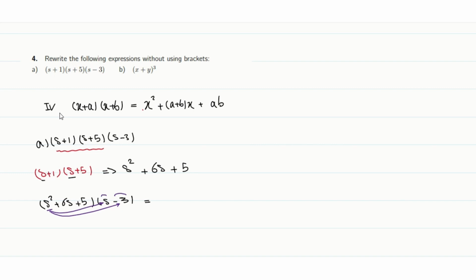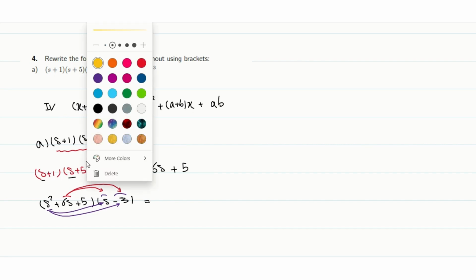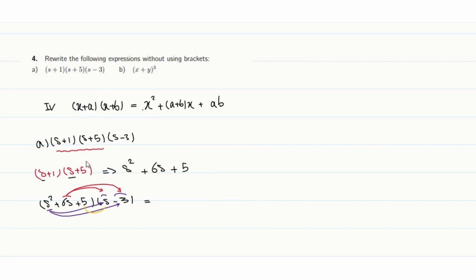We do the same thing for 6s in here. 6s should be multiplied by s, and it should also be multiplied by -3. And we do the same thing with 5 as well. So 5 should be multiplied by s, and it also should be multiplied by -3. So let's write the equations. I'm not going to simplify it now, just write the equation. S squared times s. The second one would be plus s squared times -3.